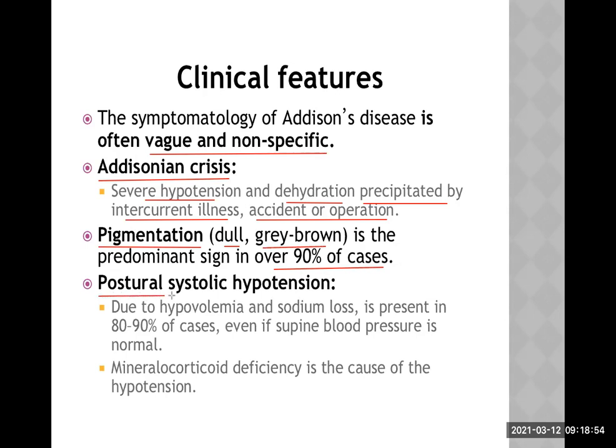Another important clinical feature is systolic hypotension in the postural form. What does that mean? During standing, the person feels dizzy because of a decrease in blood pressure. This is known as postural hypotension. The reason for this is hypovolemia and sodium loss, and this is present in Addison's disease. Mineralocorticoid deficiency is the cause of hypotension here. Remember, the whole adrenal cortex is destroyed here, so mineralocorticoid is also affected.